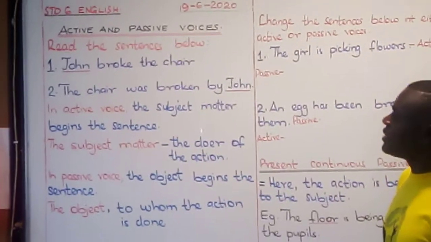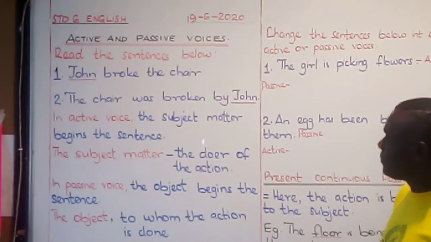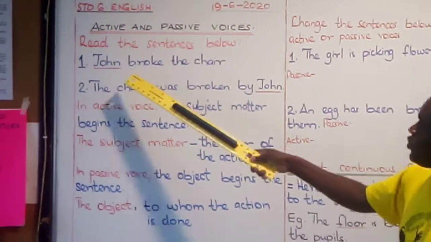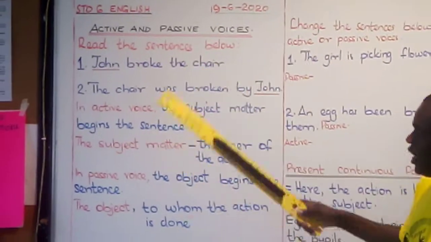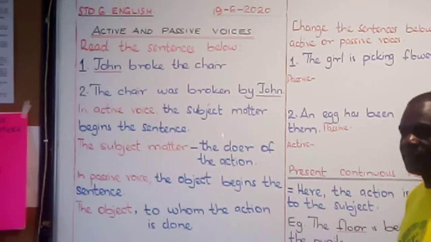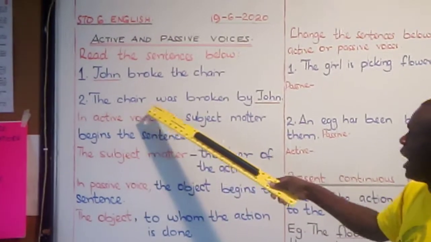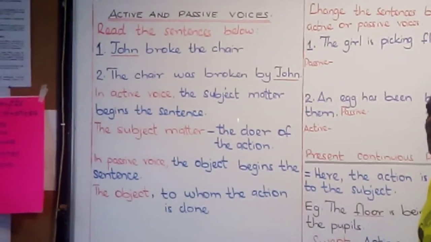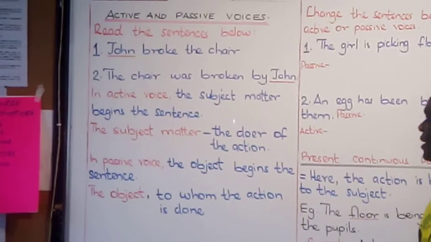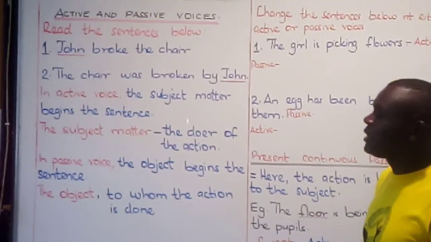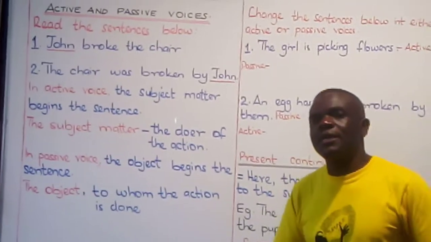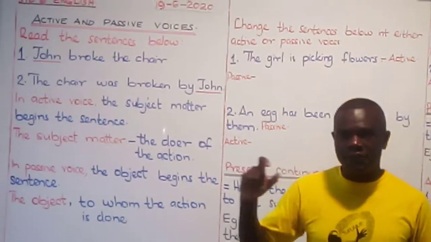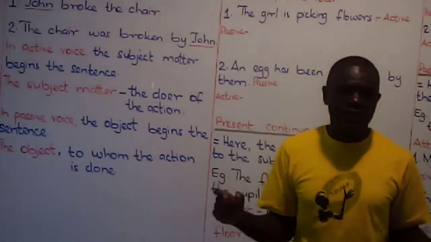Can we read these two sentences here? John broke the chair. The chair was broken by John. These are two sentences talking about the same thing, but formatted differently. The structure is so different.